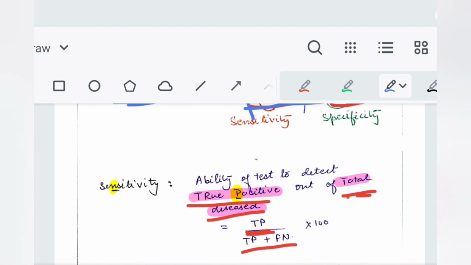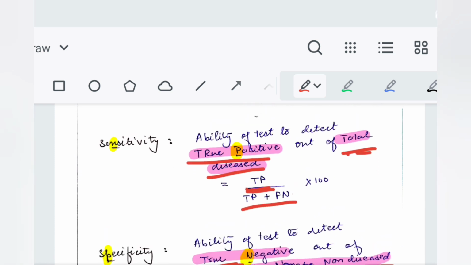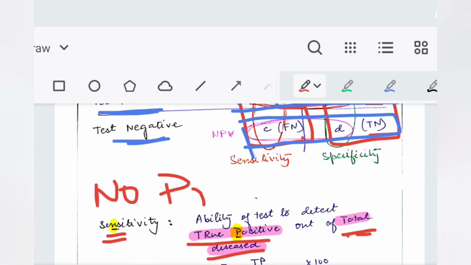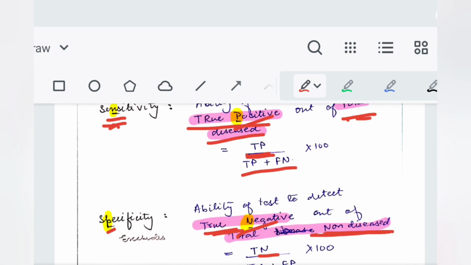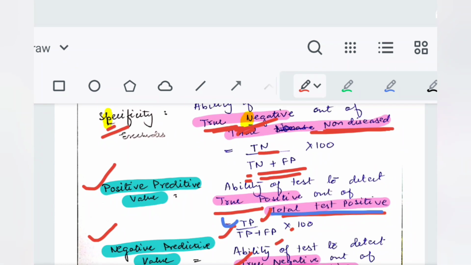So here is another mnemonic for how to remember what calculates sensitivity and what calculates specificity. This is our mnemonic: NP, N is for P and here P is for N. So in specificity we calculate true negative, in sensitivity we calculate true positive. So remember the mnemonic, right?